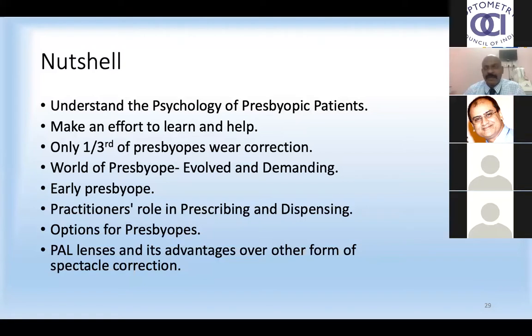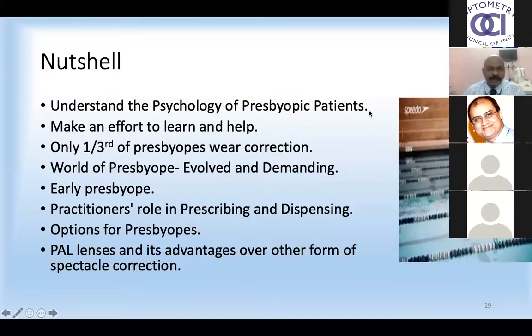And the practitioner's role in prescribing and dispensing. What is the practitioner's role? How can we take all these as a challenge and use that to suggest the right type of lenses to the patient? And also the options for presbyopes. There are various options available for presbyopes like single vision, bifocal, trifocal, progressives, occupational lenses. Which are the right ones for the patient, and why it is important to look at progressive addition lenses as the first choice for a presbyope. And also progressive addition lenses and their advantages over other forms of spectacle correction.